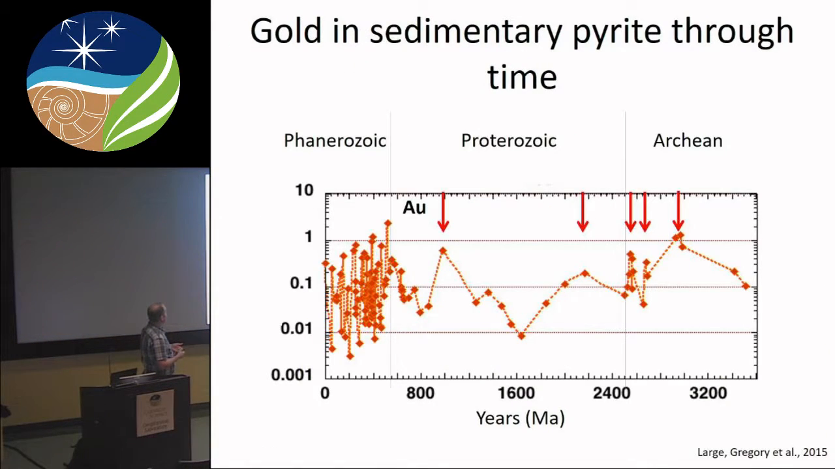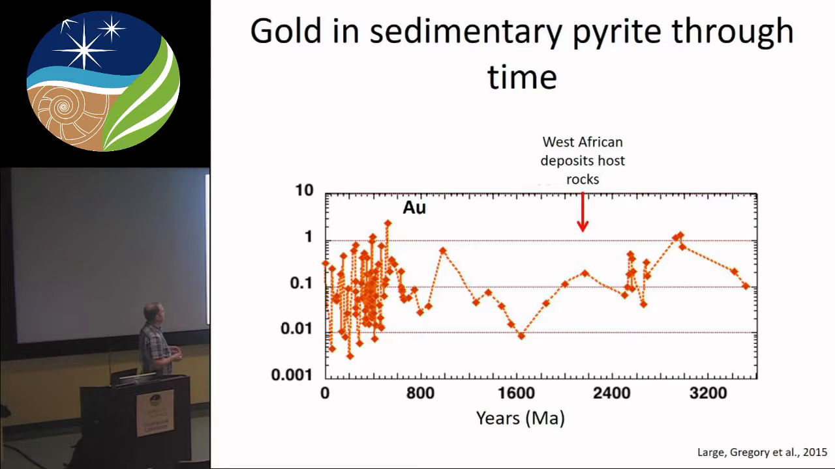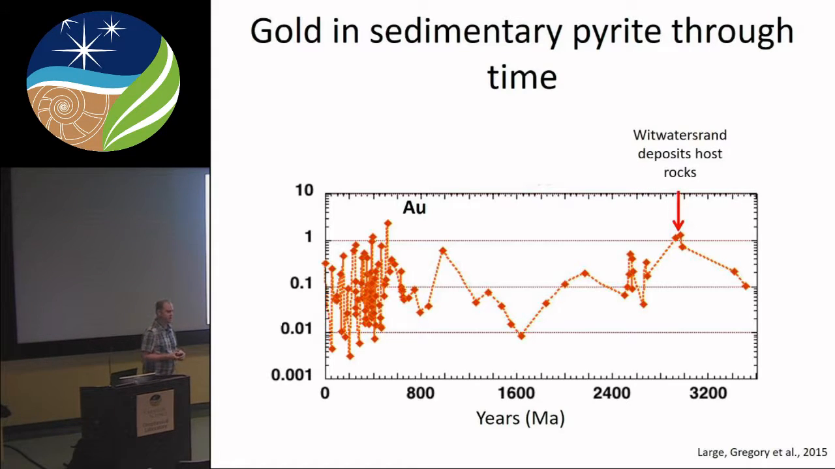So we noted that at a number of different time periods, the sedimentary pyrite is elevated in gold, and these coincide with the host rock ages of a number of important gold fields in the world. So we have the host rocks of the West African gold deposits, the host rocks of the Yilgarn and Superior Cratons, as well as the Witwatersrand deposit in South Africa, all coinciding with these high gold in pyrite ages.